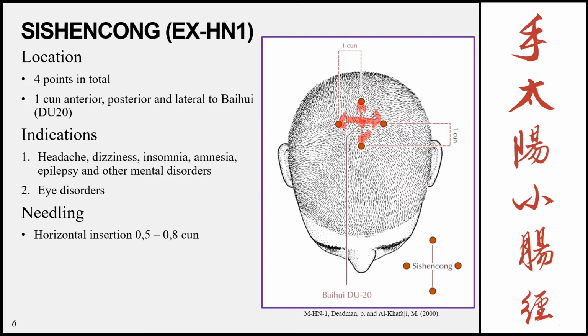These points can be used for headache, dizziness, insomnia, amnesia, epilepsy, and other mental disorders. They can also be used for eye disorders. Our insertion is horizontal, 0.5 to 0.8 Tsun. And remember, you can't go deep on these points because of the skull.